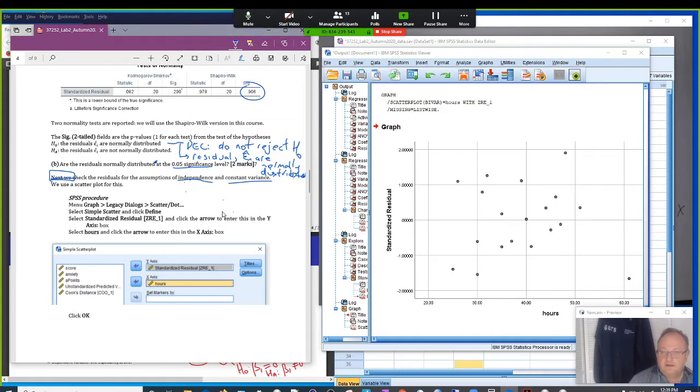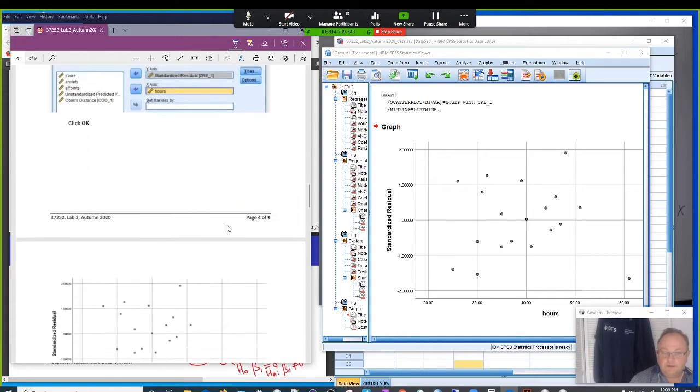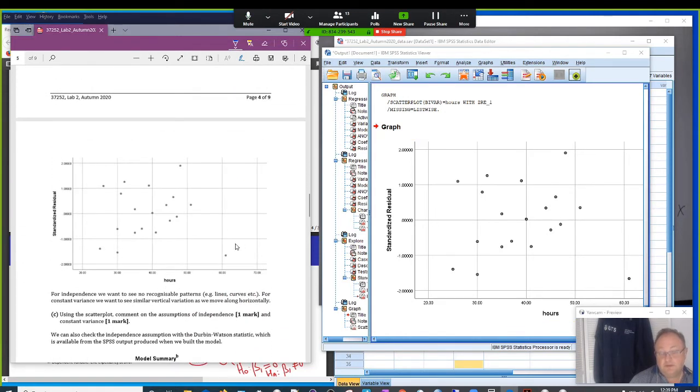Okay. So in this case here, we've gone through and we've defined our markers, and we've pretty much got the same plot. So if you've been able to do that with your SPSS, sometimes I think it's important to be able to play around with things and get them worked through in a reasonable way. So for independence, we want to see no recognizable patterns. So no lining, no curves, any of those kinds of things. And for constant variance, we want to see similar vertical variation as we move along. So we've got both of those, I think.